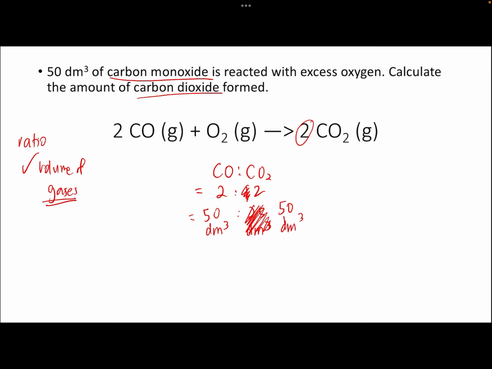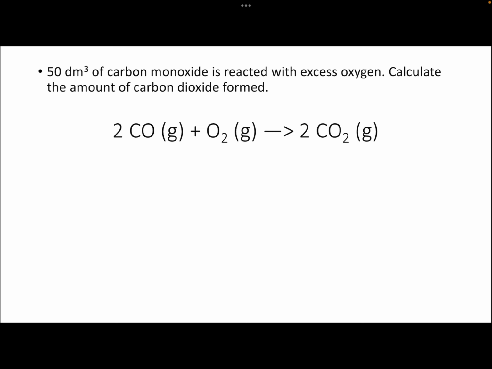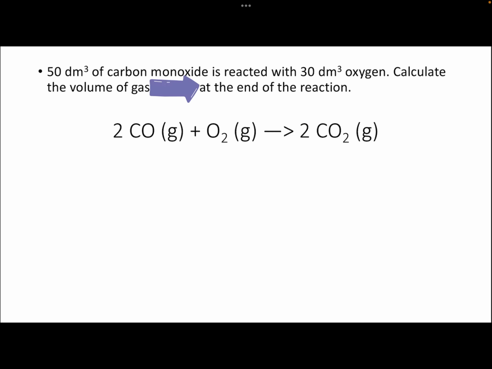Okay, so one more time. Once I have volume of gases, and if I need to find out the quantity of another substance, which is also a gas, I can straight away use the volume as it is. So this is 50 is to 50. Now, when do I look out for limiting reagents? When both quantities of the reactant are given. So steps are slightly different. I just write carbon monoxide is to oxygen. Remember, I always start with the ratio first no matter what.